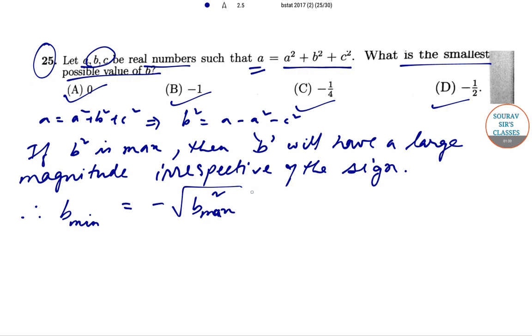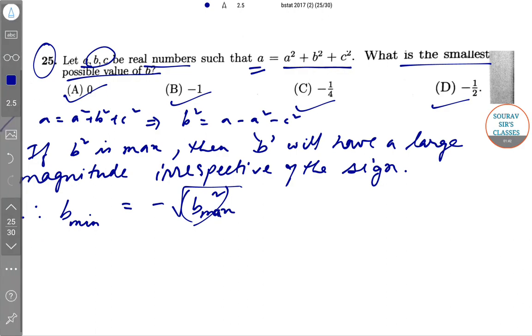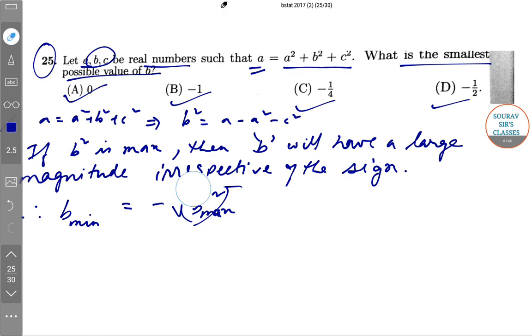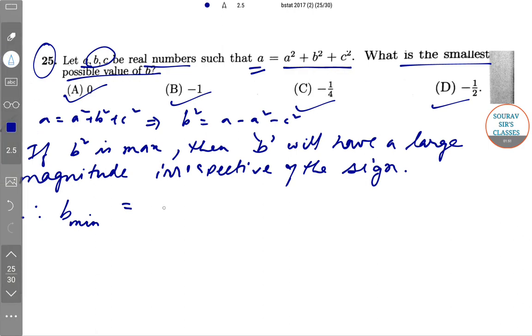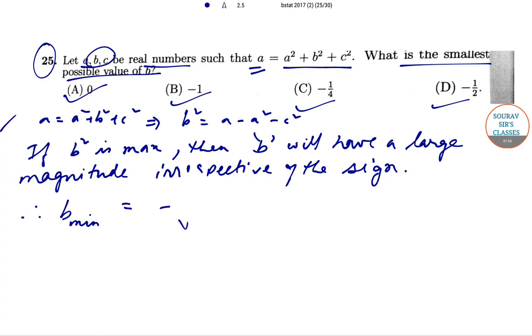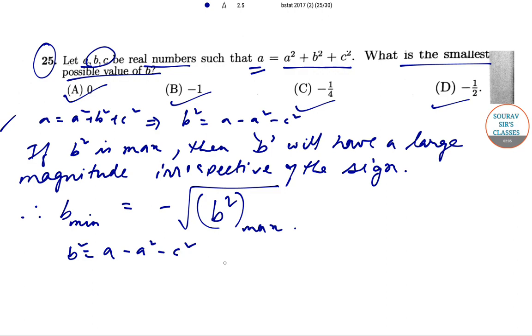B square max, not B max, B square max. That will be the possibility over here. Let me write it out more clearly. So basically B min will be negative of root over B square max. This is what we are trying to follow. So now B square, we have already found out that B square is equal to A minus A square minus C square. Now we can write this as A into 1 minus A minus C square.